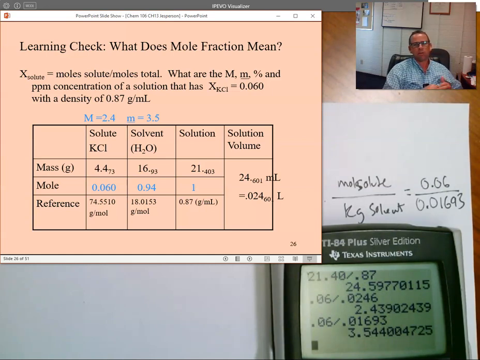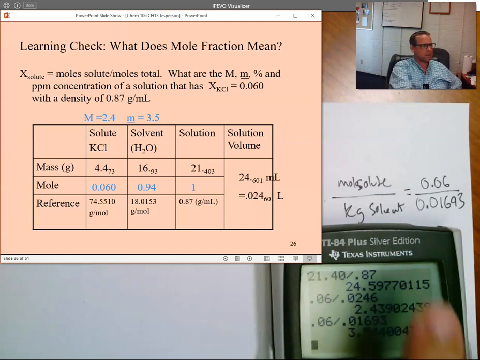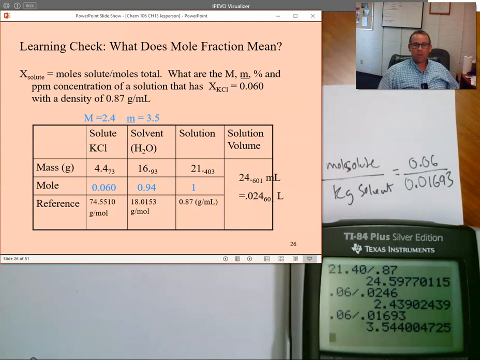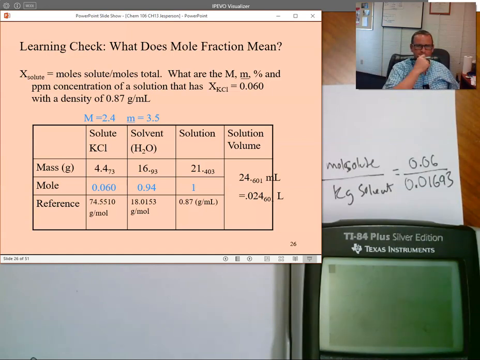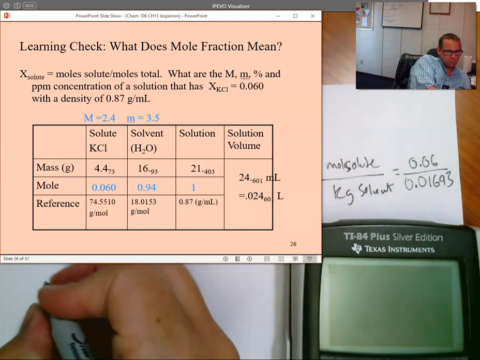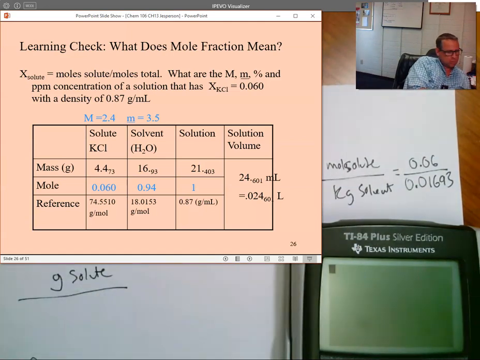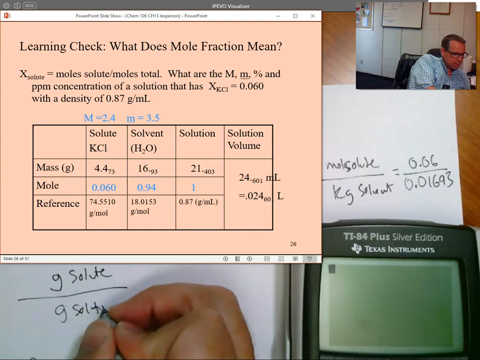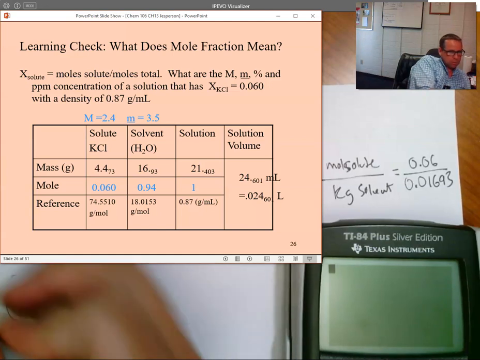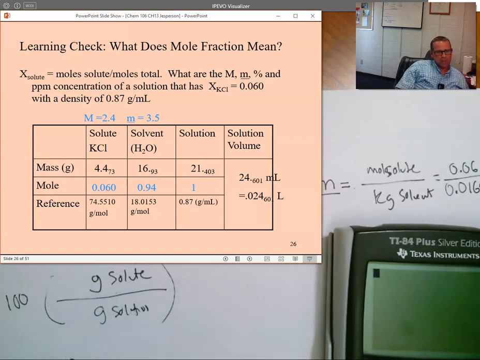Very good. Camille, what do you think? What's our mass percent? Times the molality by 100? Yes. Wait, no, that's wrong. Okay, so mass percent is grams of what? What is it, Camille? Grams of solute, very good, over grams of solution, and then that is times what? 100. Yeah, times 100. All right.